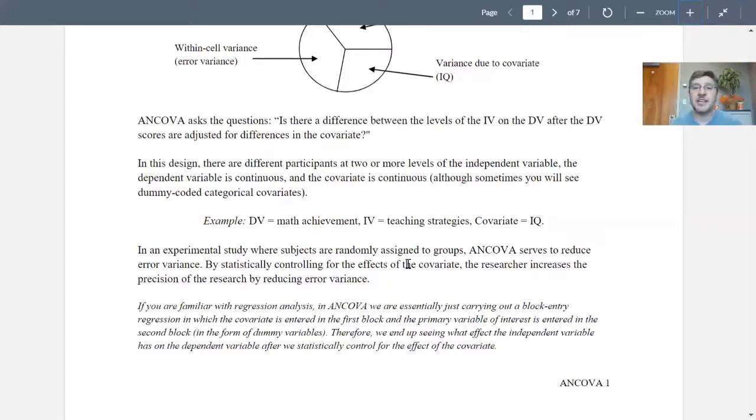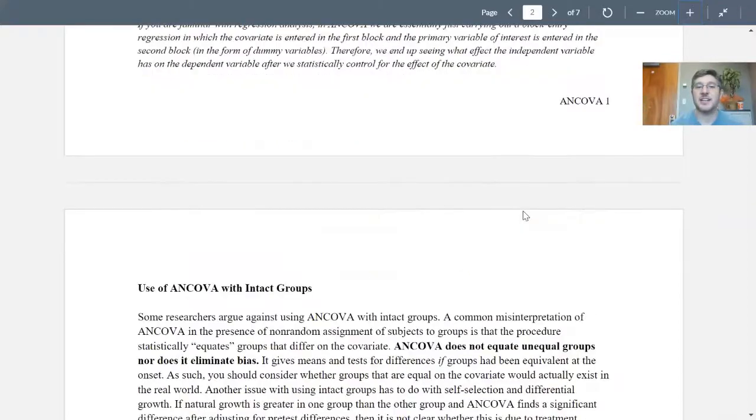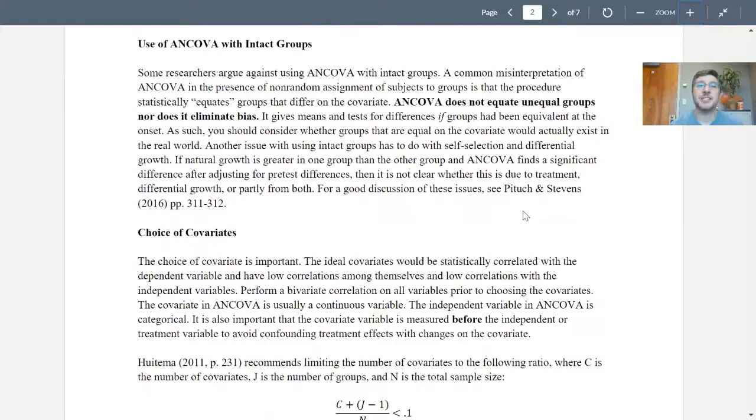In experimental designs, analysis of covariance is a great way to help reduce the error variance. Using non-experimental designs, analysis of covariance gets a little more tricky, because we have to consider, one, is our covariate related to our independent variable, and whether adjustments on the covariate is something that could actually occur in real life. That gets into our next topic here, using ANCOVA with intact groups.